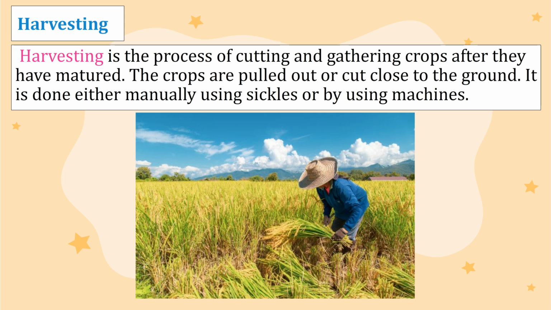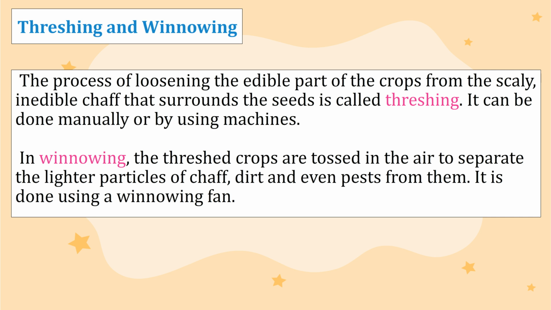Harvesting. Harvesting is the process of cutting and gathering crops after they have matured. The crops are pulled out or cut close to the ground. It is done either manually using sickles or by using machines.